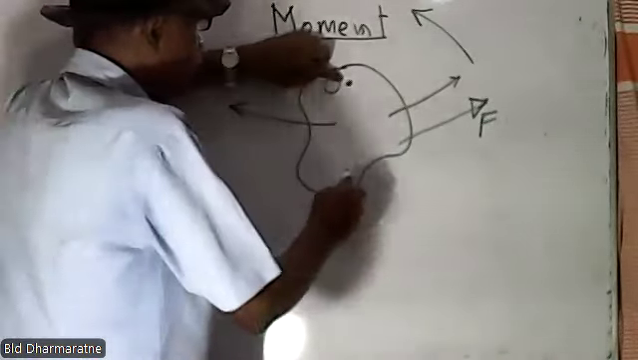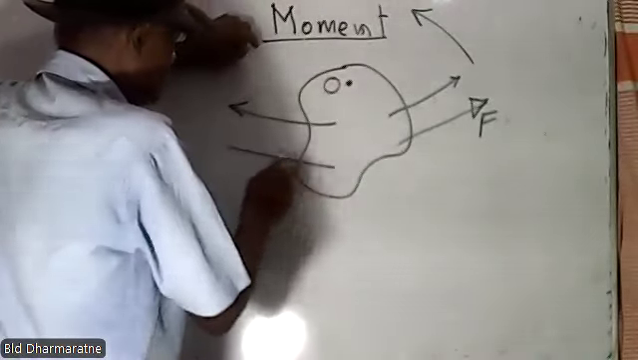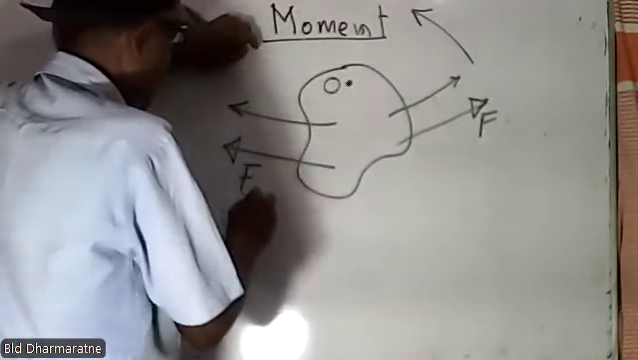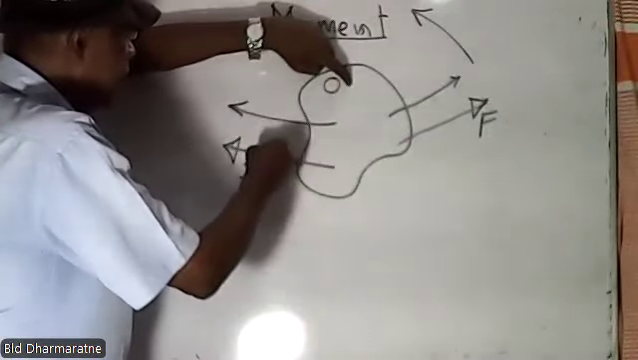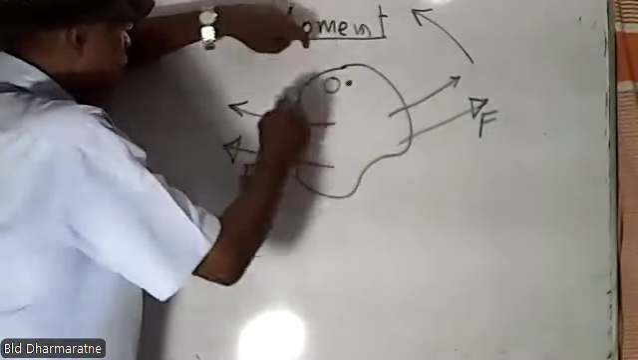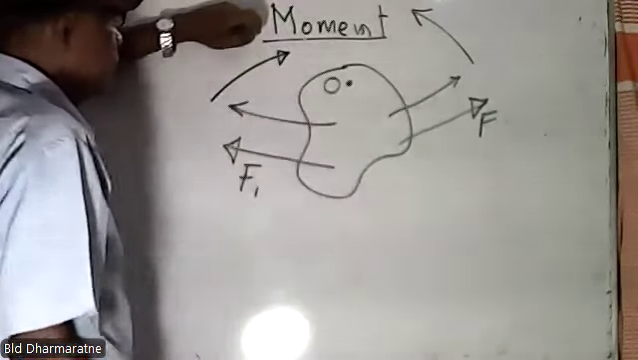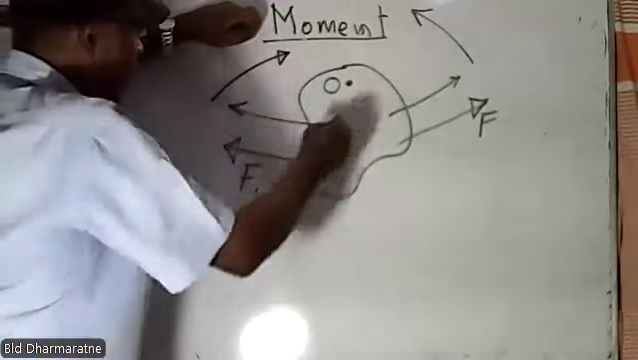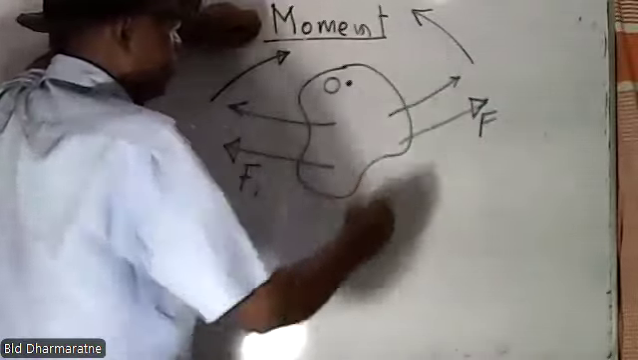Let's discuss again. Now we apply the force F1 in this direction. This point is fixed, so the lamina will rotate in the clockwise direction. Due to this force it is clockwise, and due to this other force it is anti-clockwise.